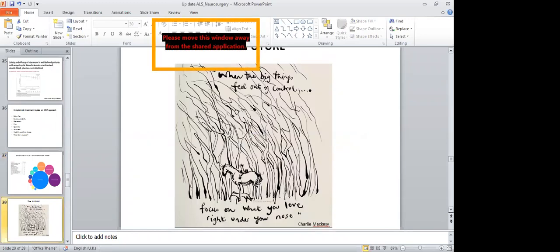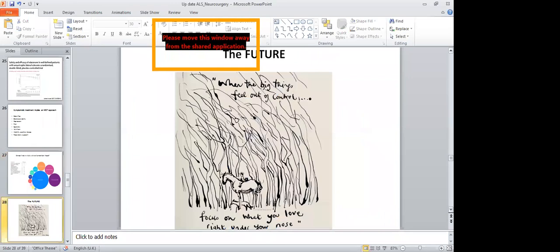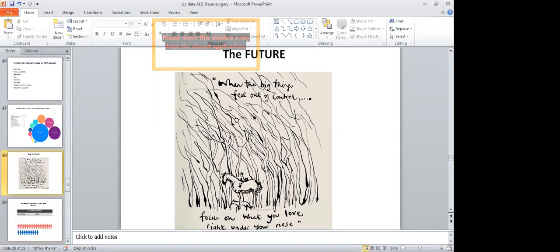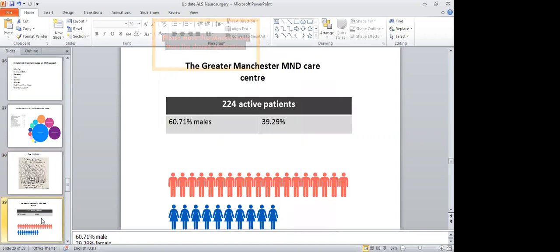So I think I've been talking a lot about what ALS is and how little we know, I suppose, but like I said just now, it's very important to maintain hope. And when things feel very much out of control, it's very important to go back to what we really do in clinical practice, which is to look after patients. And in Manchester, we look after a fairly large cohort of patients, so 224 active patients.